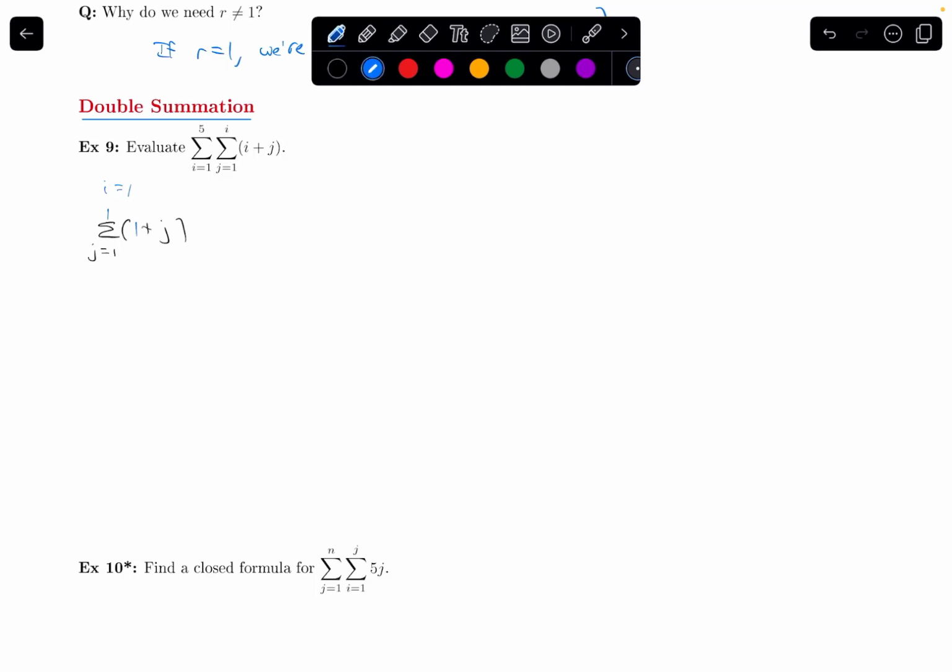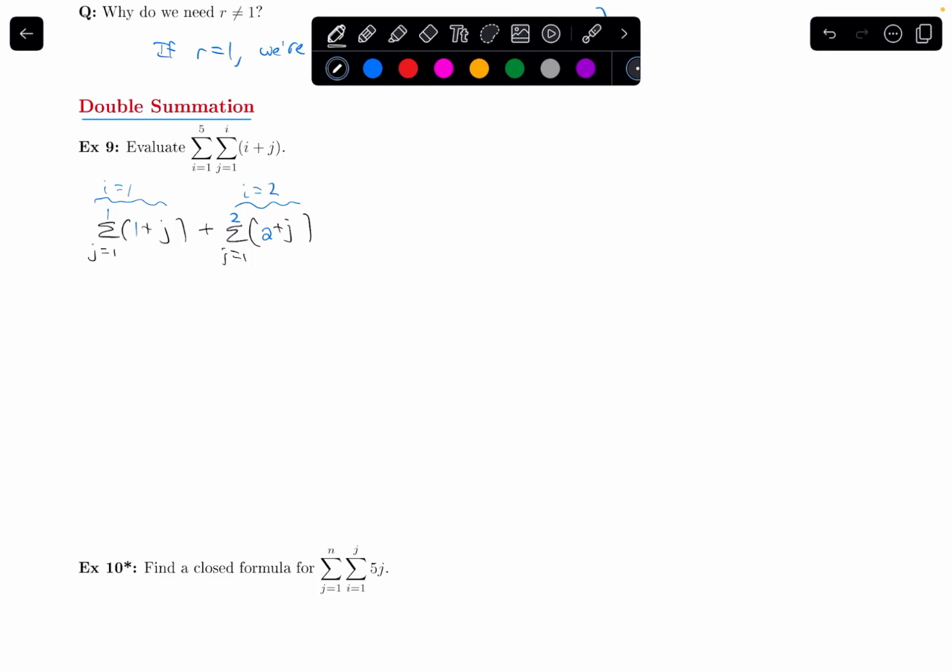All right, well then what if i is equal to 2? So this is if i equals 1. What if i equals 2? Well, the inside part of that outer sum would now be the sum from j equals 1 to 2, because I'm plugging in 2 where the i is. And in the parentheses, I'll plug in the 2 for the i, and I'll get 2 plus j. So I get this first sum when i equals 1, and this second sum when i equals 2. So I'm going to be starting to sum these together.